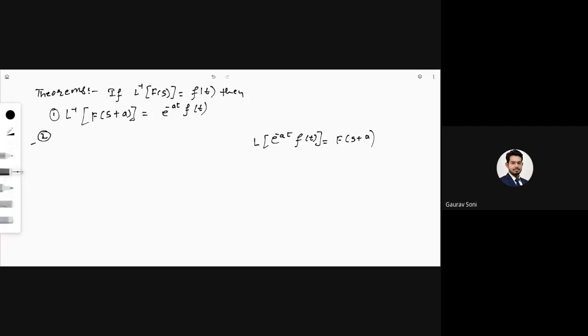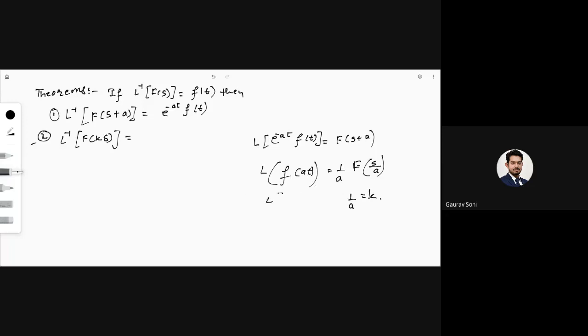Second, Laplace inverse of capital F of k into s is equal to, now what we have seen there, Laplace of f of at is equal to 1 upon a capital F of s by a. Now what I am saying is, I will call this 1 upon a as k. If 1 upon a is equal to k, then a will be equal to 1 by k.